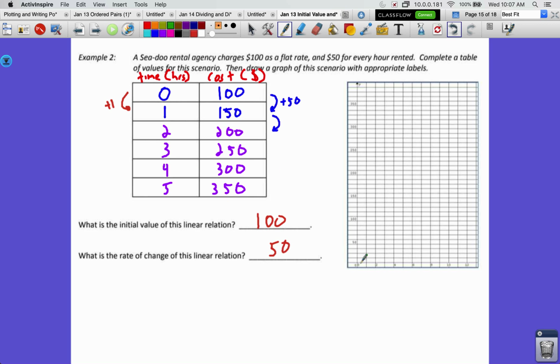All right, now let's plot this. So at 0, we're up at 100. At 1, we're at 150. And then you can find the pattern that we're going over 1, up 50. So over 1, up 1, 2, 3, 4, 5. And then keep that going.